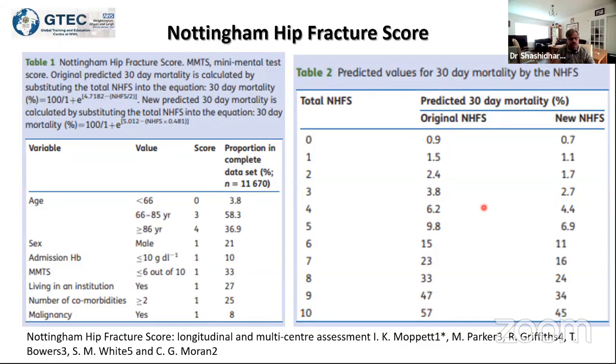Nottingham's hip fracture score. This is a good score to use. It doesn't take everything into consideration, but it can give you a chance to document 30-day mortality for these patients. It also gives you a chance to use it when you're talking to the patient's relatives. But you may not agree.